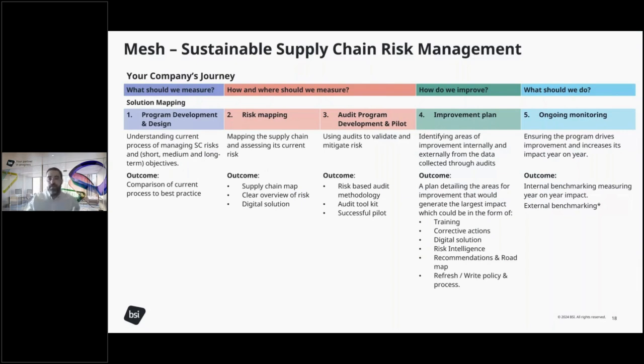It's laid out here in a linear fashion, but really think of it as a circle or a kind of infinite loop because unfortunately for us, supply chain risk management never really ends. It's something that we continue to adapt and change over time as the risks and our businesses change as well.